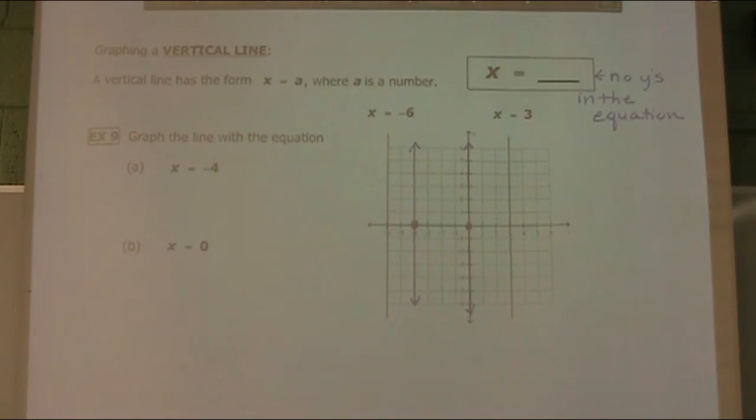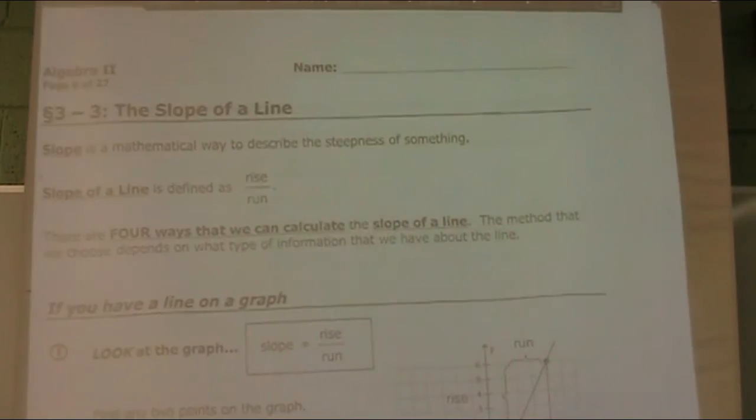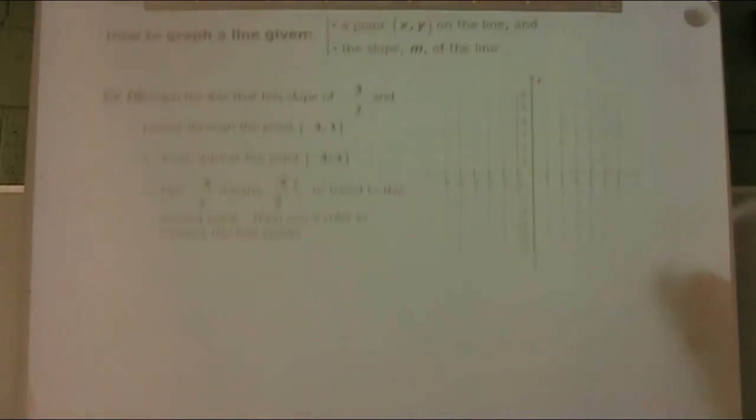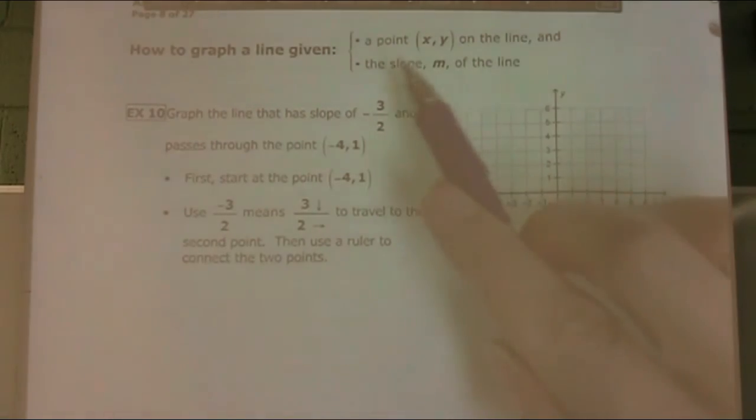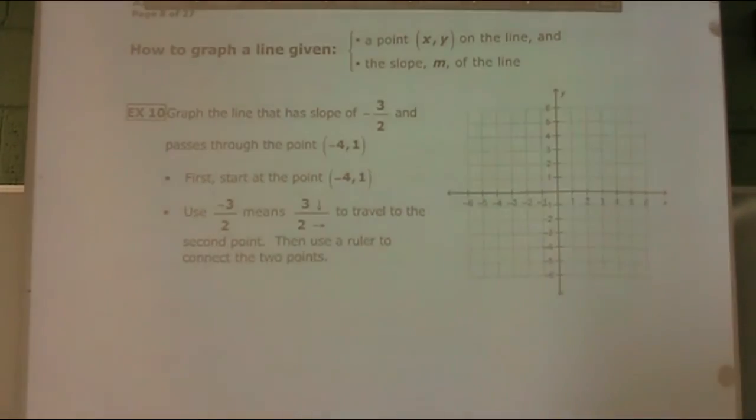So a lot easier to graph, but at the same time you've got to remember what to do with horizontal and vertical lines and how to identify them. And you identify them because they're either missing an x or they're missing a y. All right, the last thing we're going to do is graph a line if we're given certain information about the line. Now, in this situation, we're given a point on the line and the slope of the line. If we're given those two pieces of information, we can graph this.